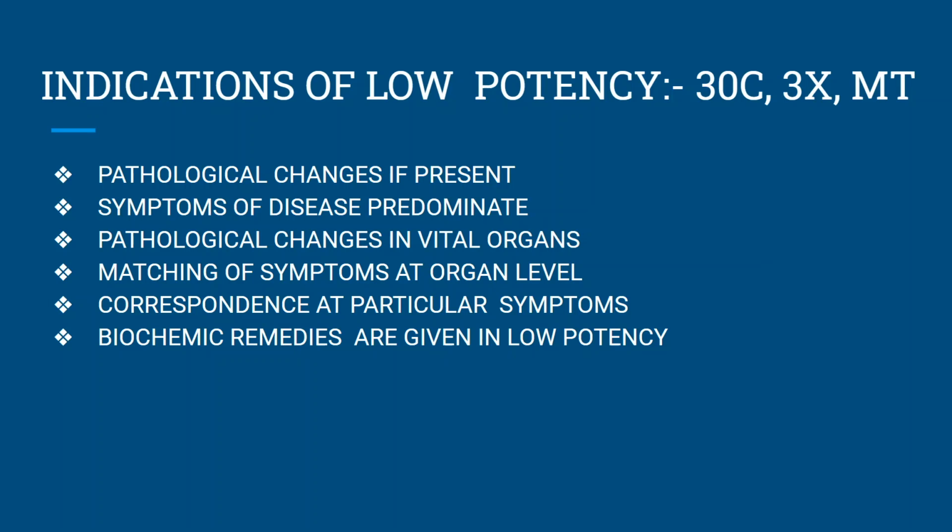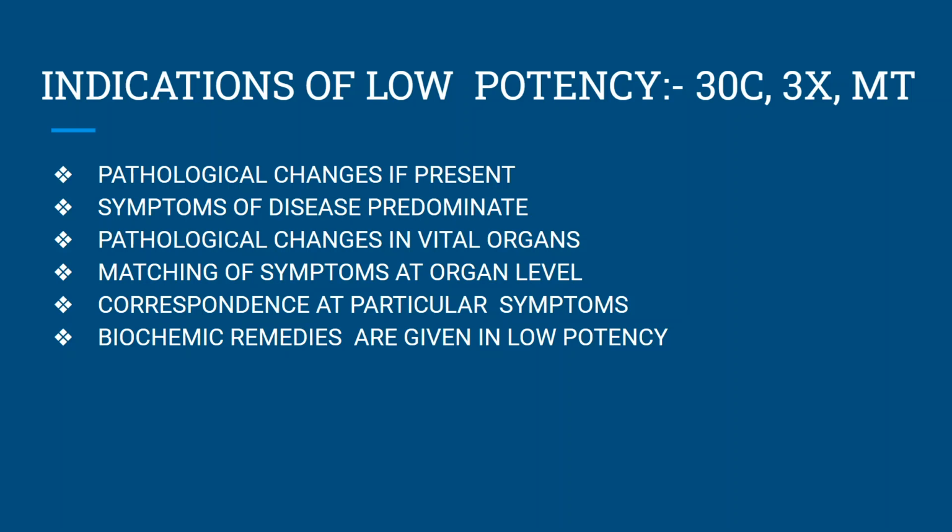Now let's understand what are the indications of low potency. What is a low potency? 30C, 6C, 3X, MT is mother tincture. So pathological changes, if present, is an indication for lower potency.